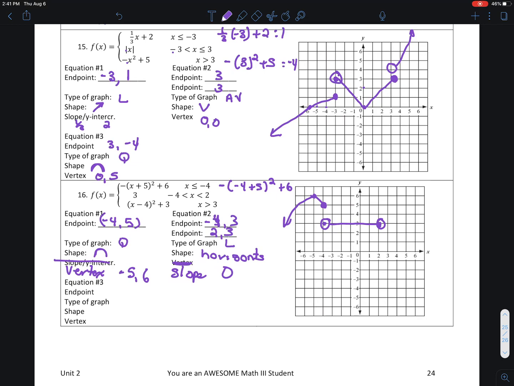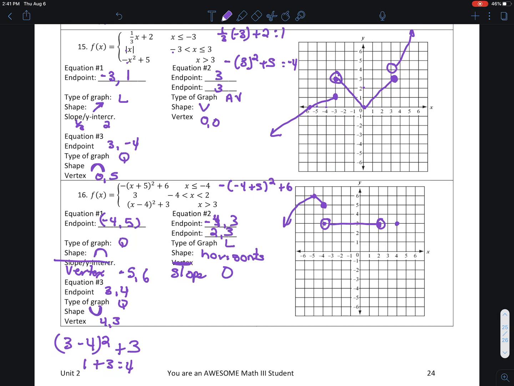Okay. And then the last one is another quadratic. So its endpoint, if I put in 3, I'm going to do this down here. 3 minus 4 squared plus 3, which is -1 squared, which is 1 plus 3, which is 4. So my endpoint here is 3, 4. Type of graph is quadratic. The shape is a U, and it's an upward facing U with the vertex at 4, 3.